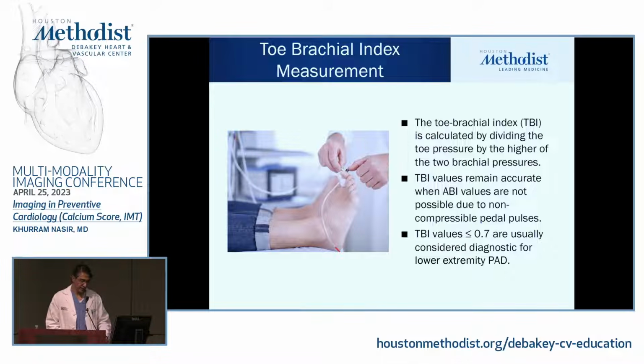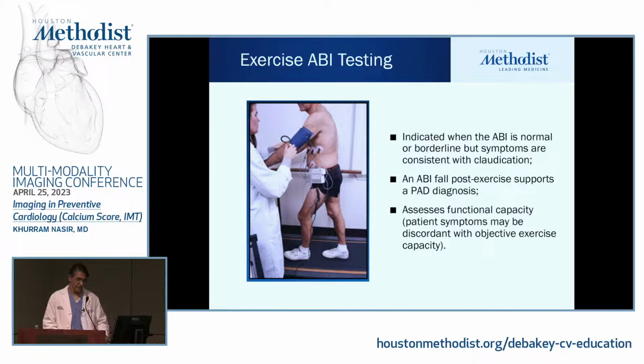So what is this toe brachial index? This is kind of a stylized picture. You're actually measuring blood pressures in the toe, and I believe it's calculated exactly the same way, by dividing the toe pressure by the higher of the two brachial indexes. Again, the number here is 0.7, and if it's less than 0.7, it's diagnostic for obstructive lower extremity PAD. And again, these are for patients who have the non-compressible vessels, so who have the resting ABIs greater than 1.4. The exercise ABIs are those for, again, those borderline patients.